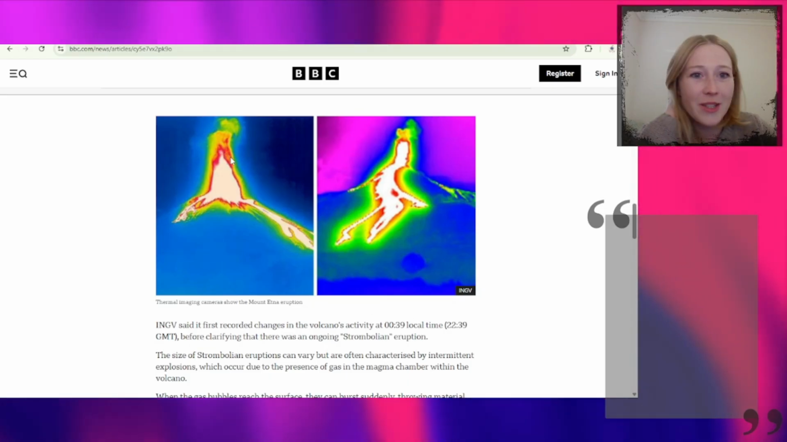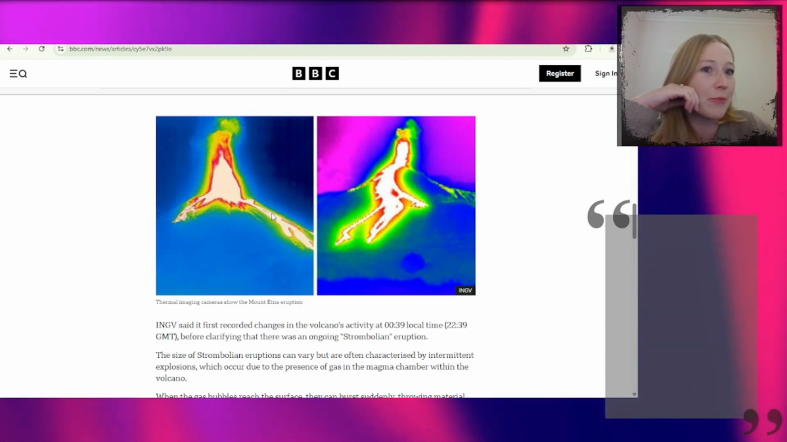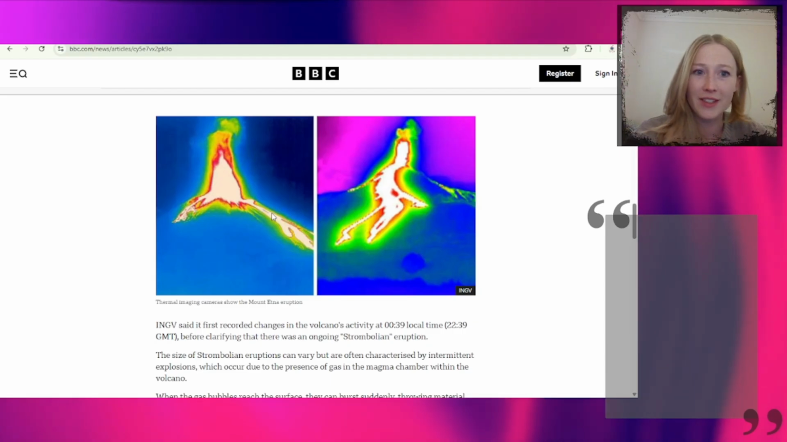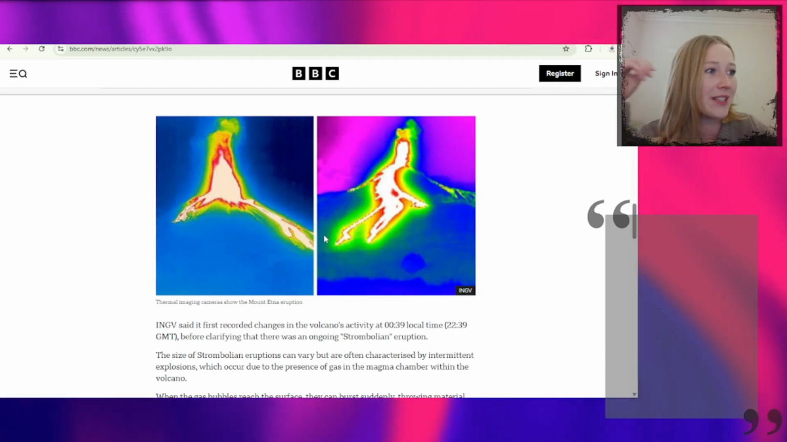So there you can actually see where all of the lava is coming out. I'm assuming you probably can't see that normally because of all of the ash and the dust and everything surrounding it. So you can't see where the lava is immediately coming out.